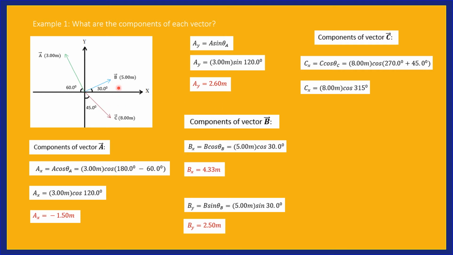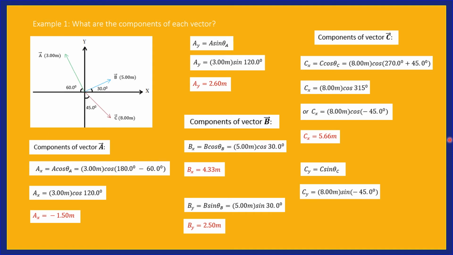Or if we are going to go clockwise, from the reference line, it gives us negative 45. We have cosine of negative 45. So cosine of negative 45 equals cosine of 315. So it gives us 5.66 meters.